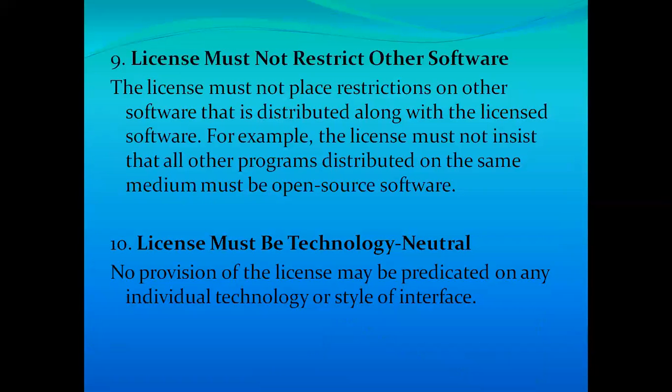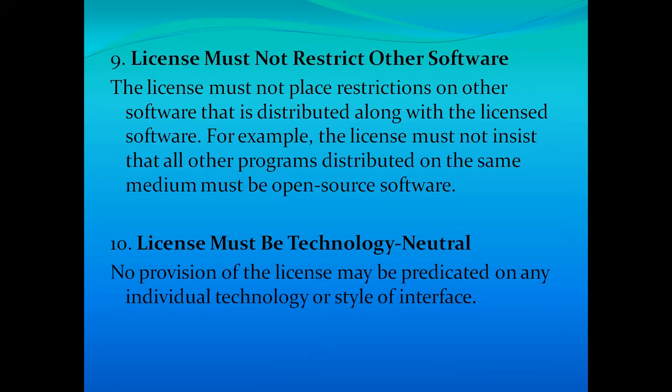Number nine, license must not restrict other software. So the license must not place restrictions on other software that is distributed along with the licensed software. For example, the license must not insist that all other programs distributed in the same medium must be open source software. So the software must not restrict other software. Literally, that's it. You cannot create a software that restricts other software to use only open source software.